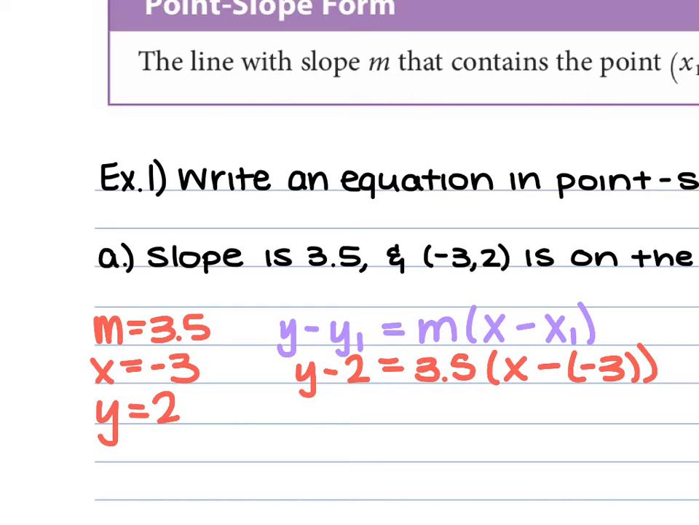Because those two negatives are next to each other, we're going to turn them into a positive. So this is going to give us y minus 2 is equal to 3.5 times x plus 3. And that's our answer.